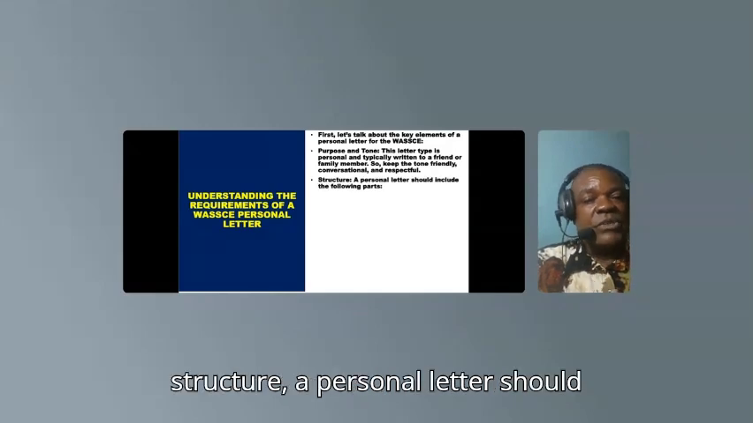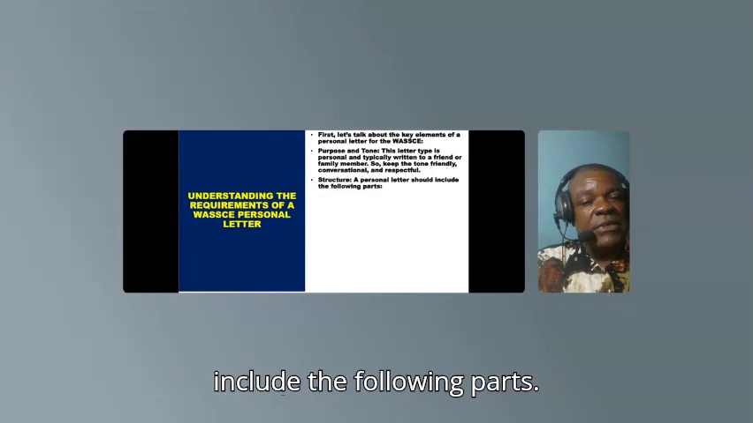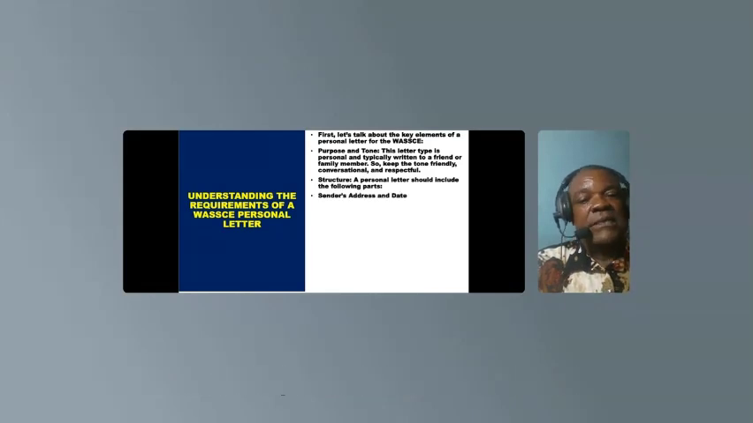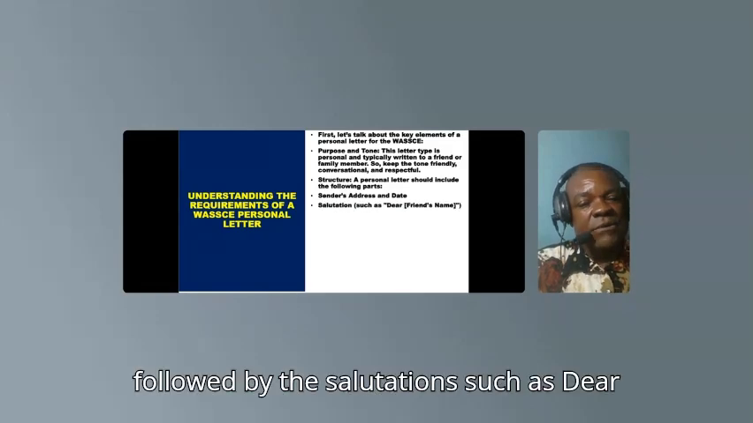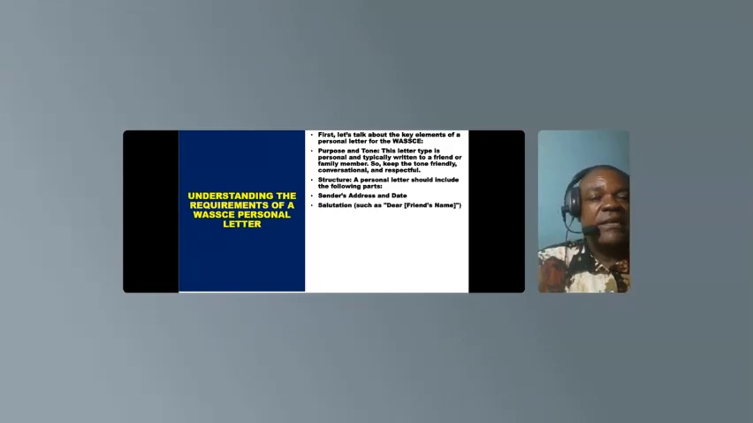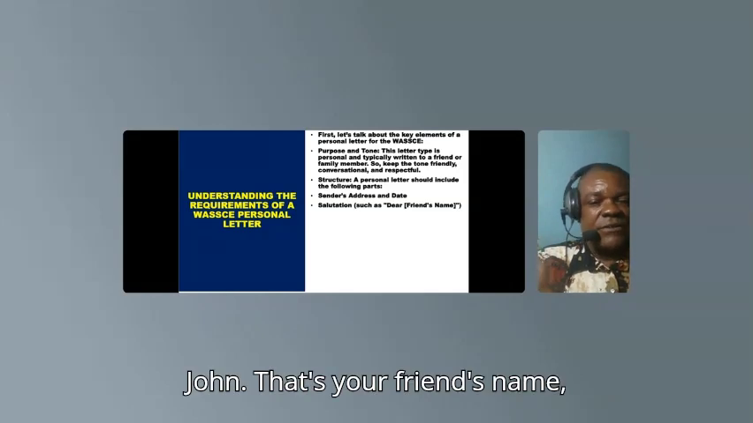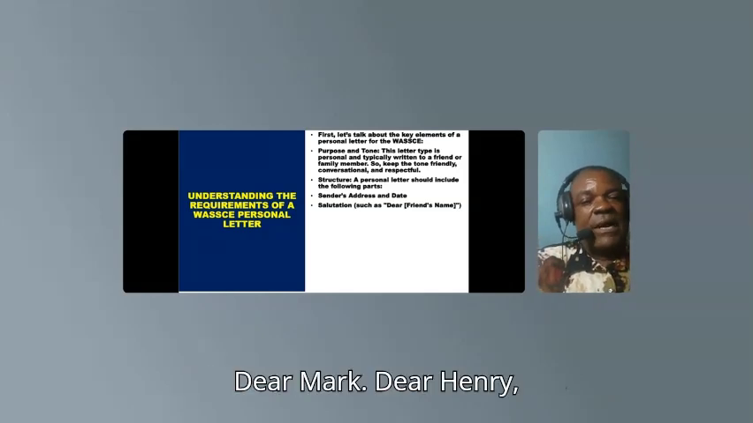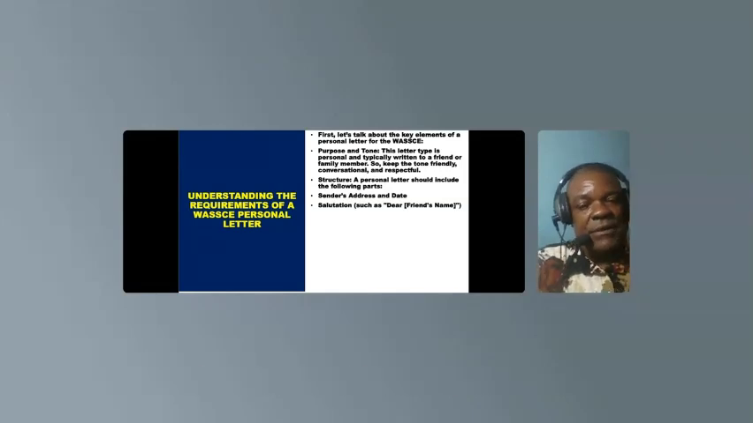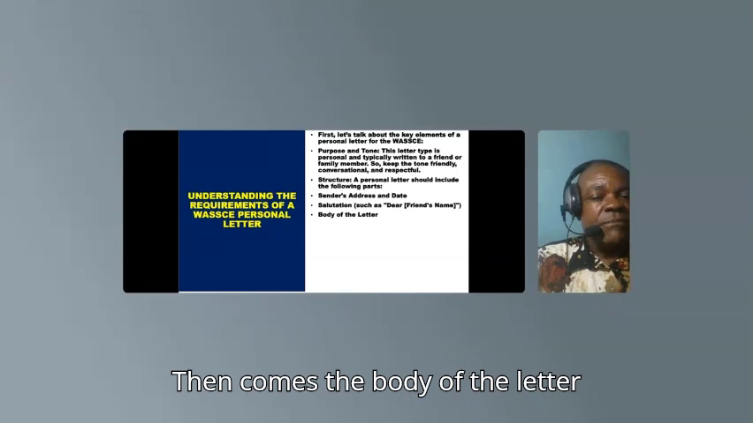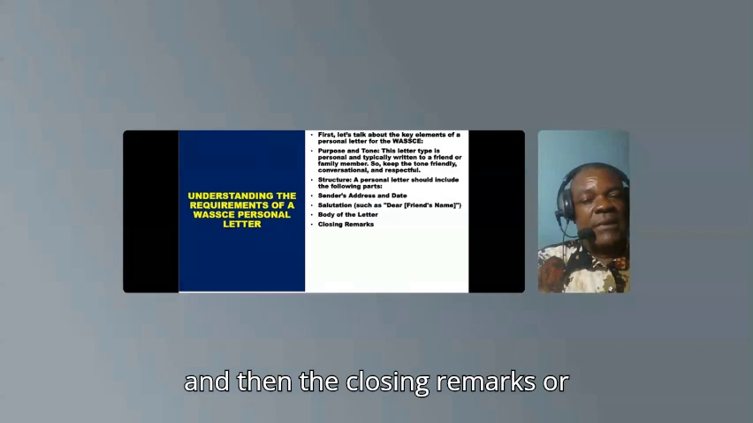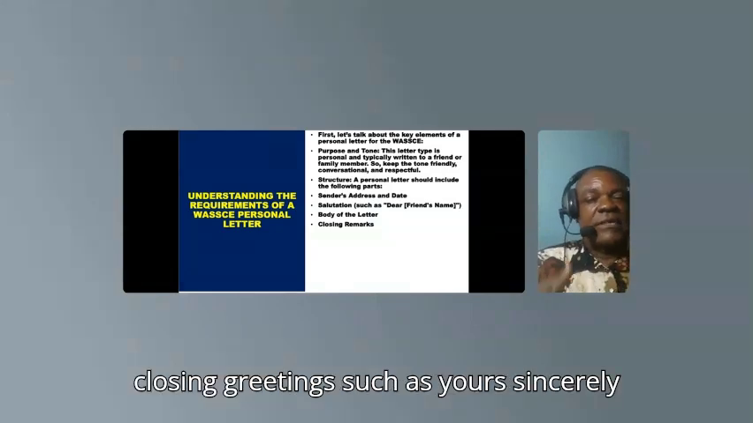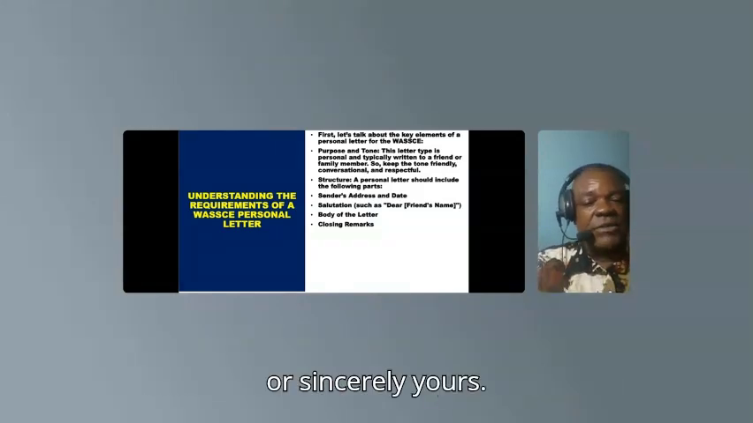In terms of structure, a personal letter should include the following parts: sender's address and date, followed by the salutation such as Dear John, that's your friend's name, Dear Mark, Dear Henry, Dear Mary, as the case may be. Then comes the body of the letter, and then the closing remarks or closing greetings such as yours sincerely or sincerely yours.